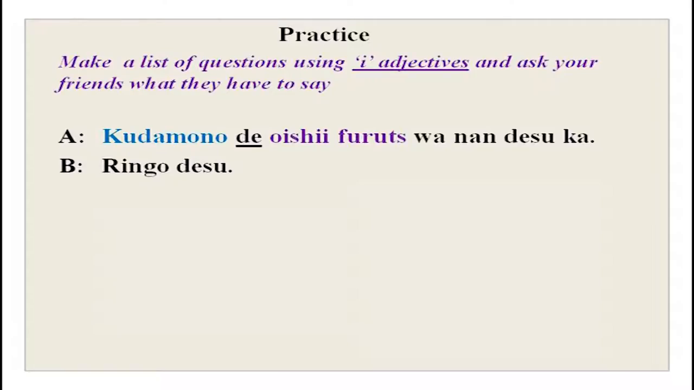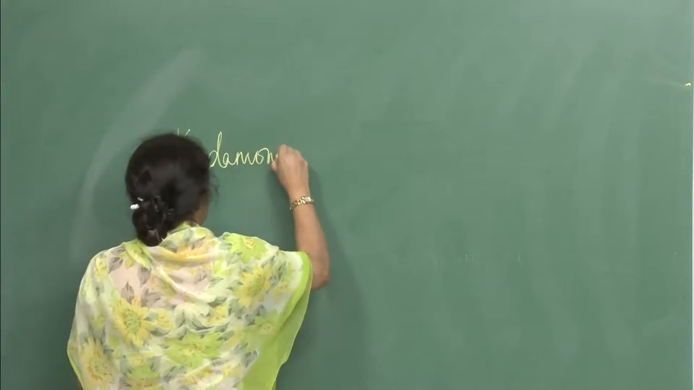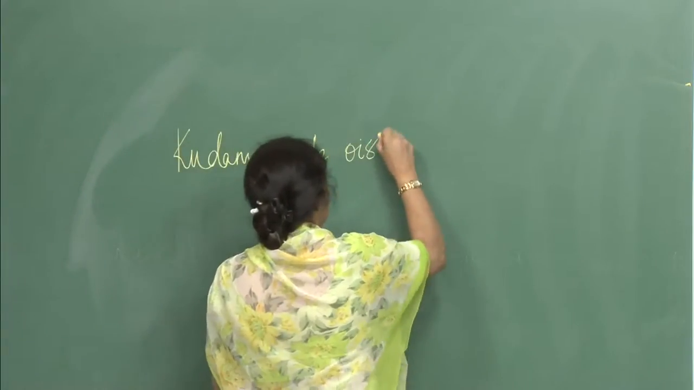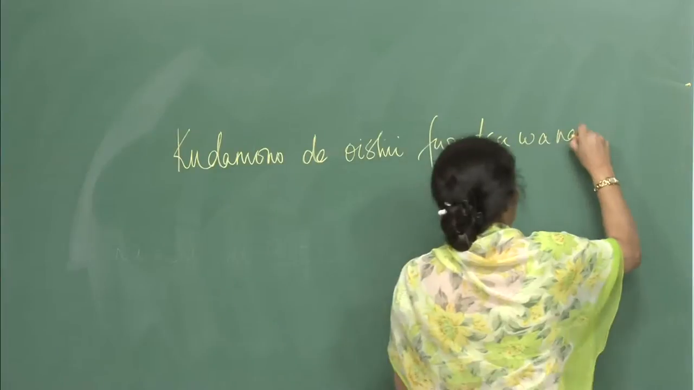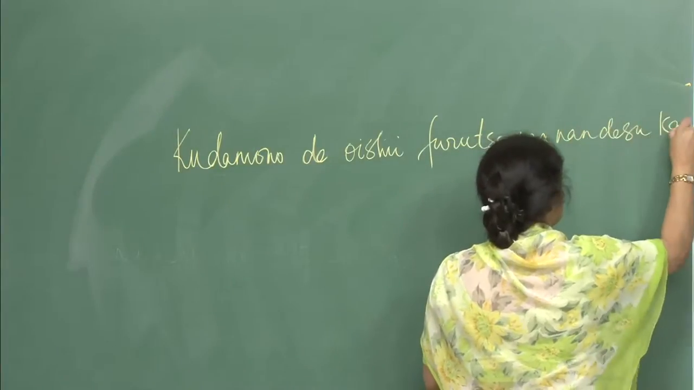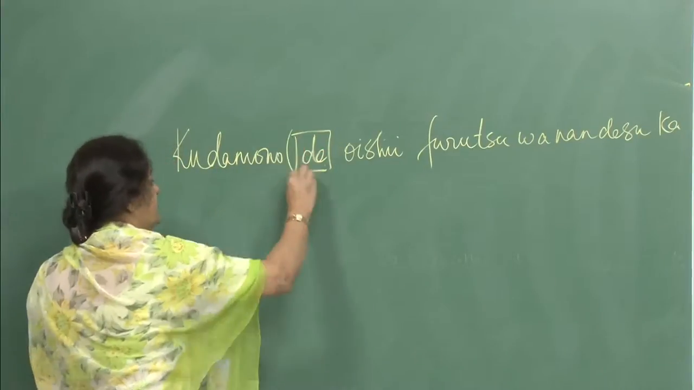Well, kudamono de oishii fruits wa nan desu ka? So within the group of kudamono, within the group of fruits, which is the most tasty fruit? If you like ringo, ringo desu. So, for example, you can practice like this. Over here, the sentence is kudamono de oishii furutsu wa nan desu ka. So, over here, this de is different, the usage of de is different.